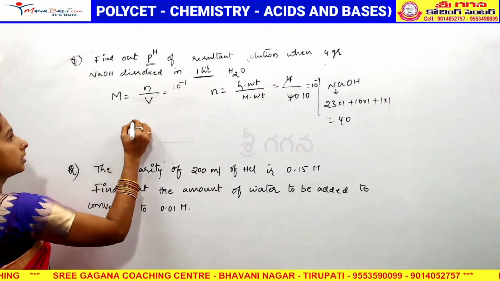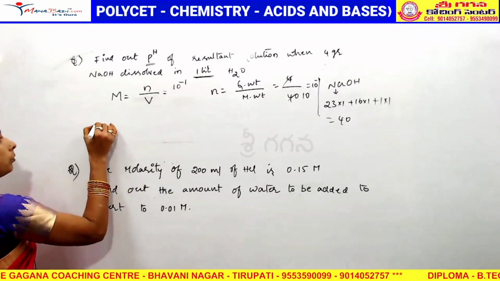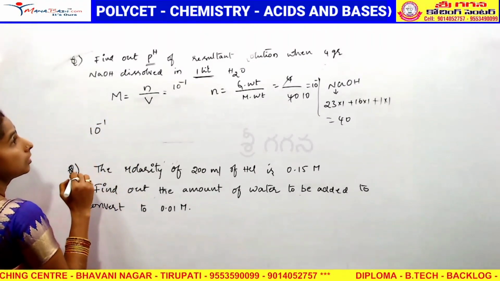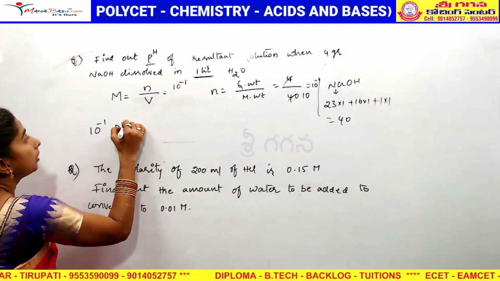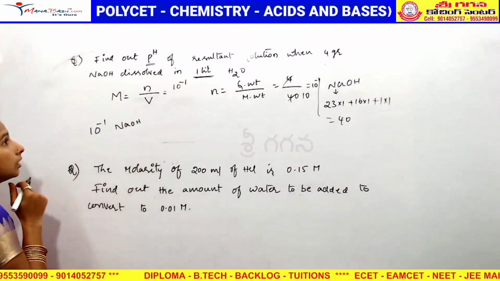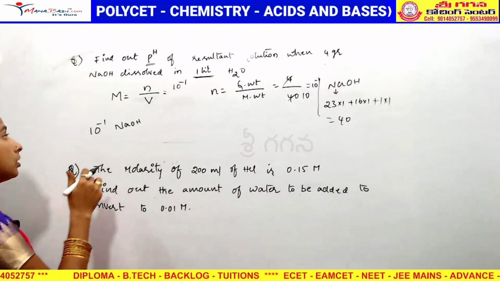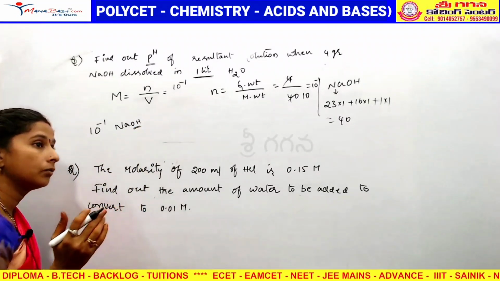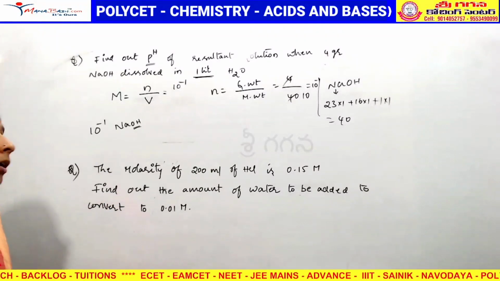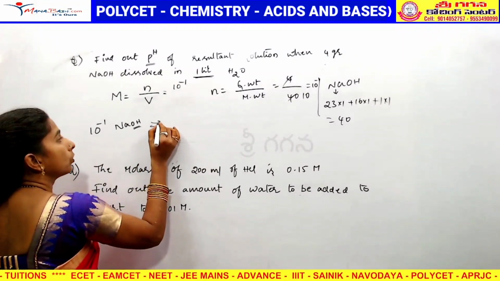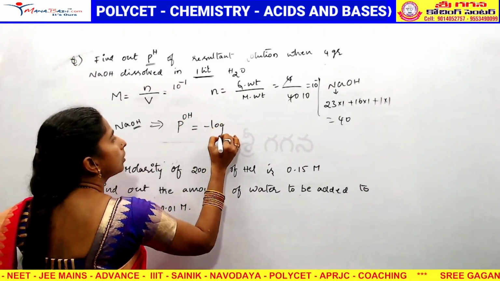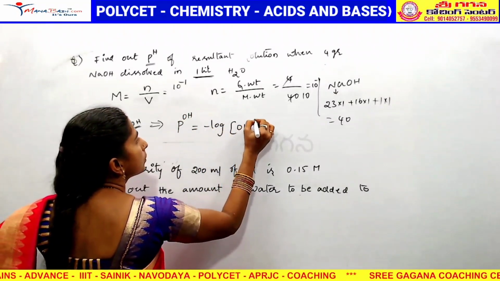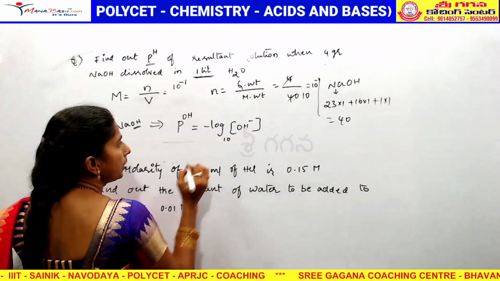So 10 power minus 1 is the concentration of the NaOH solution. NaOH is a base. You cannot find the pH directly without finding the pOH. So pOH is equal to minus log of the concentration of OH minus ion, base 10.